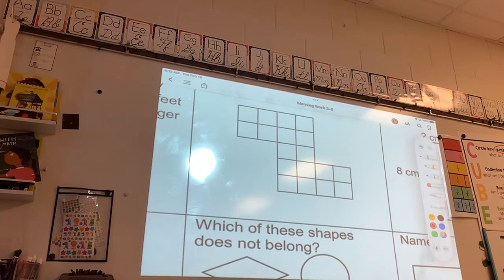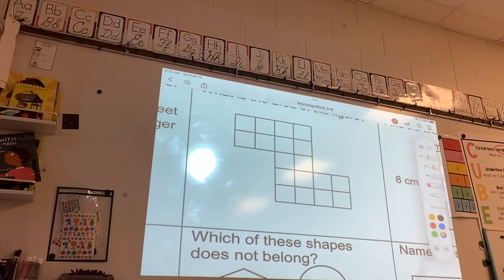Alright, a couple of different ways we can find this area. We can count the squares. So let's try it. 1, 2, 3, 4, 5, 6, 7, 8, 9, 10, 11, 12, 13, 14, 15, 16, 17, 18. So 18 square units. Is that the only way?